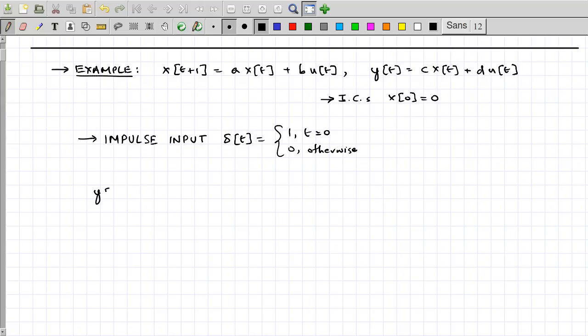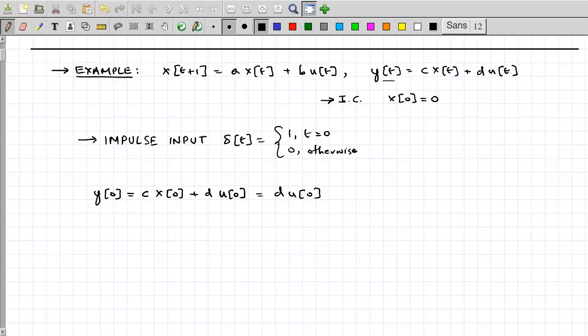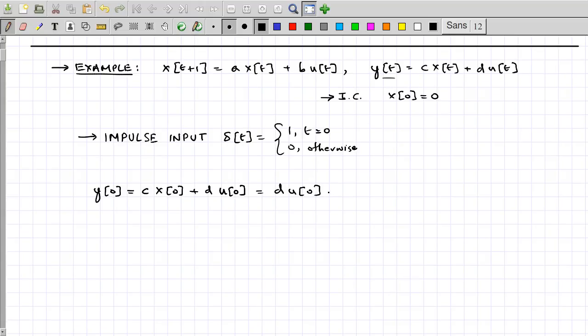We will start with y of 0. Y of 0 by this equation over here is c times x of 0 plus d times u of 0. But the initial condition is that x of 0 is equal to 0. So this is equal to simply d times u of 0. So we'll keep that in mind. And since u of 0 for the delta input is equal to 1, then let's just write this as d times delta of 0, and that is simply equal to d.